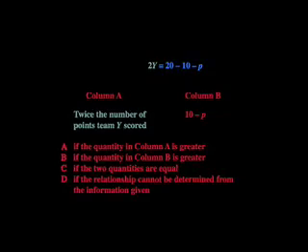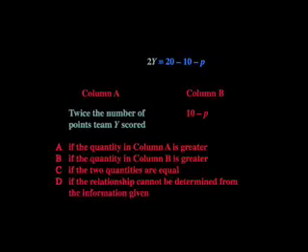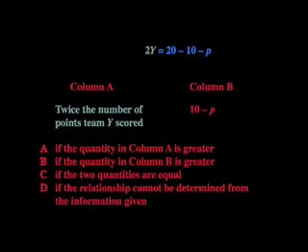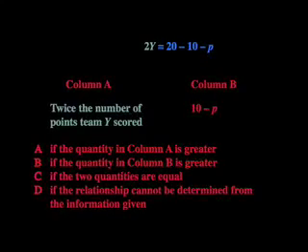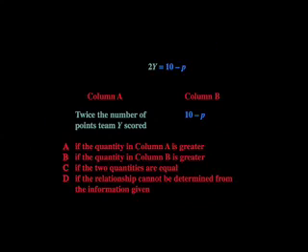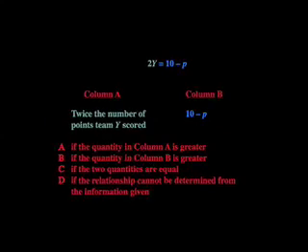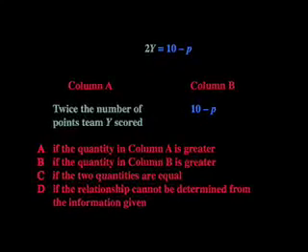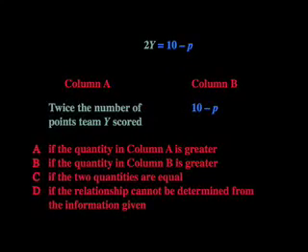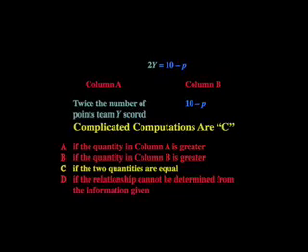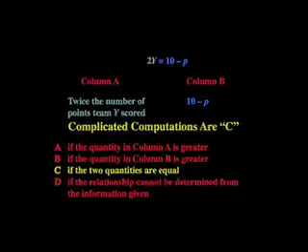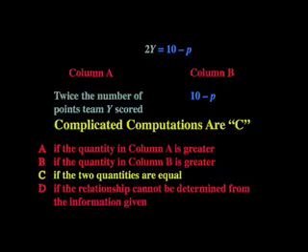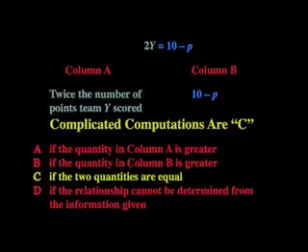When we multiply the quantity inside the parentheses to remove the parentheses, we end up with 2Y equals 20 minus 10 minus P. This means that 2Y equals 10 minus P, and column B has 10 minus P. If we've correctly navigated all of these complicated computations, we're able to prove that the answer is C. The two quantities are equal.